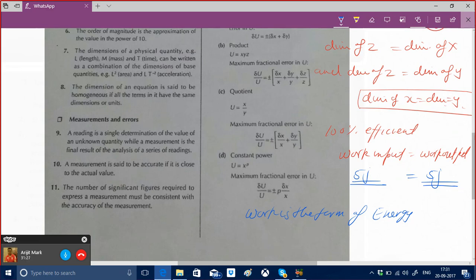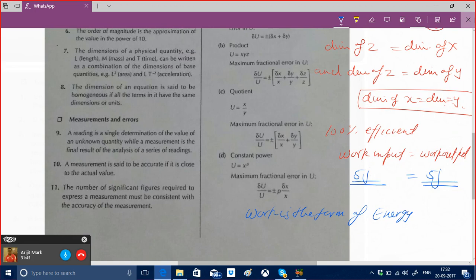Now, next is that a measurement is said to be accurate if it is close to the actual value. And next is that the number of significant figures required to express the measurement must be consistent with the accuracy of the measurement. Yes, that's also right.